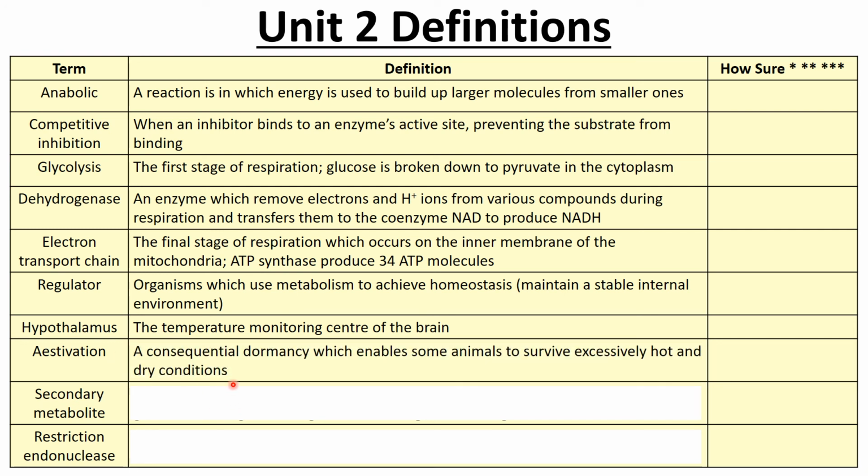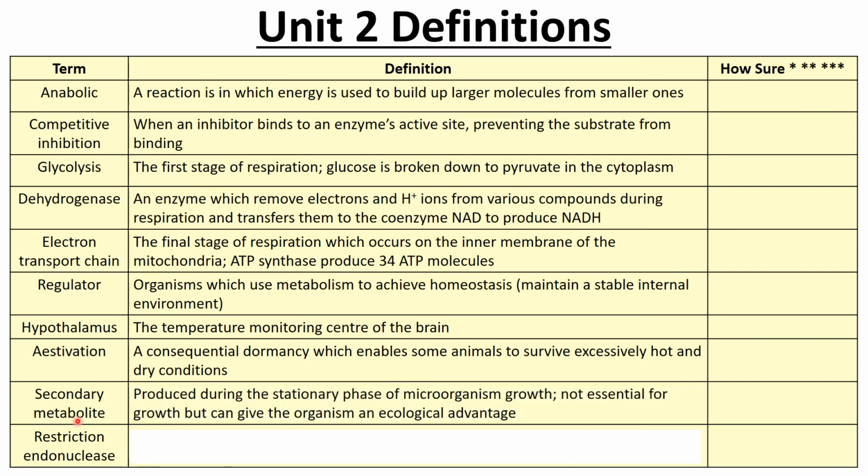Aestivation, so that is a type of consequential dormancy which animals carry out in order to survive excessively hot and dry conditions. Then moving on, secondary metabolite. The last 2 are from the last 2 parts of the unit. This is produced during the stationary phase of microorganism growth, and it's not essential for growth, but it might give the organism some sort of advantage.